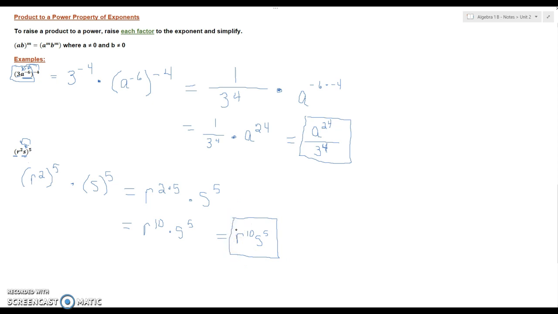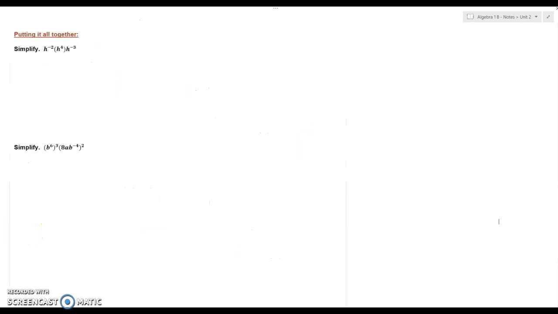So take a minute and look at each of those examples. Make sure you understand the power to a power, and we'll do a few more examples when you are ready, combining all of our properties. So by this section, we have learned many different properties of exponents, and we have to put them all together and utilize all of them in order to simplify an expression. So let's take a look at a few examples.